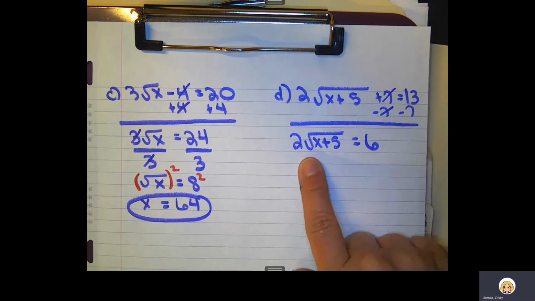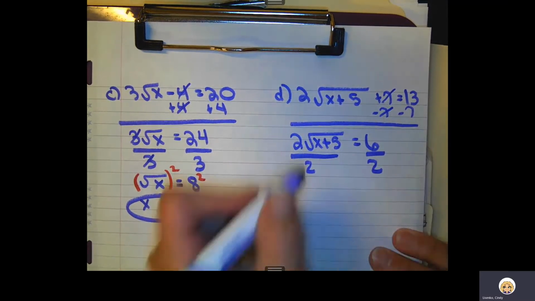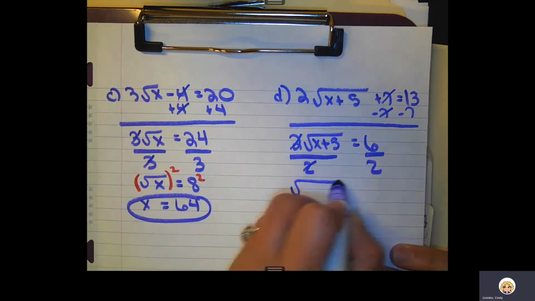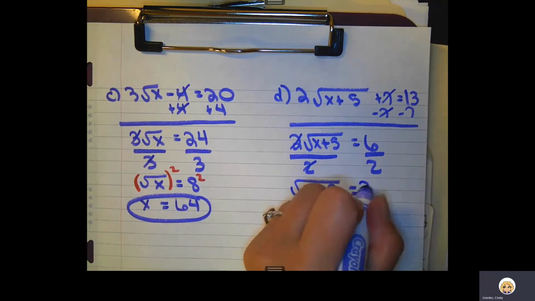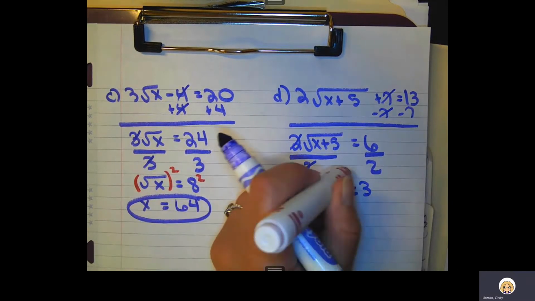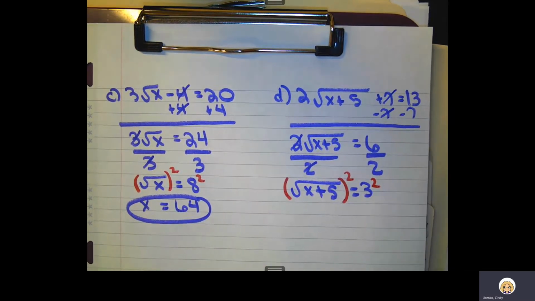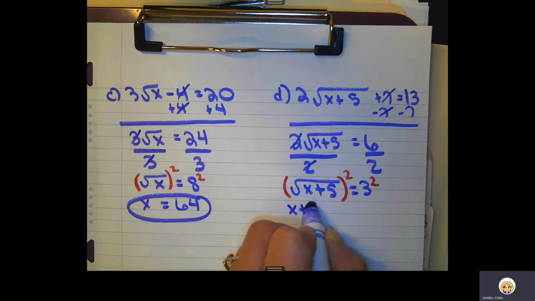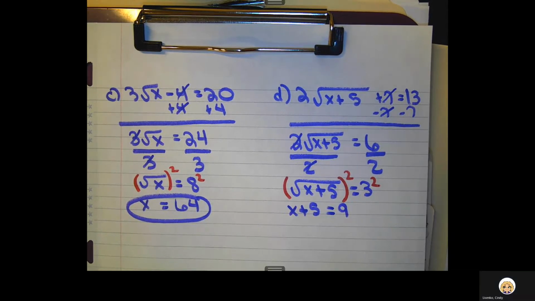I need to get rid of this 2 attached to the radical, so I'm going to divide both sides by 2. 2's cancel out. So I bring down what's left. We have a radical x plus 5. And over on the right, 6 divided by 2 is 3. Since the radical's alone, I'm now going to square it. So I put parentheses on the left side and square it. And since there's only one term, I don't need parentheses over here. The square and the square root cancel out, so we're just left with what's underneath, x plus 5. 3 squared is 9, so we have equals 9.